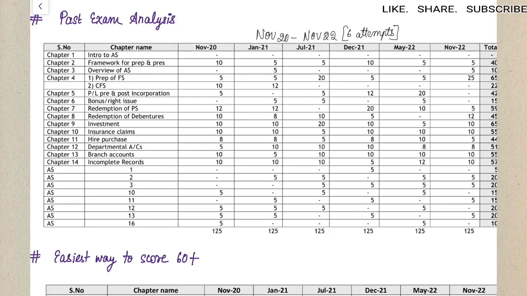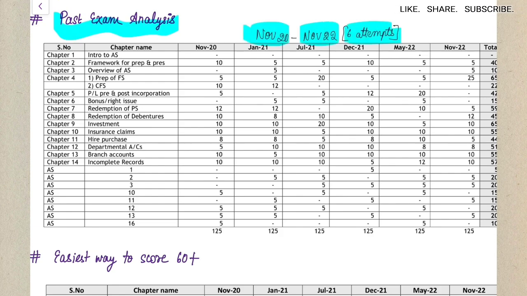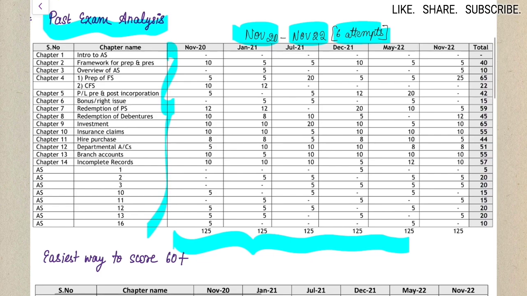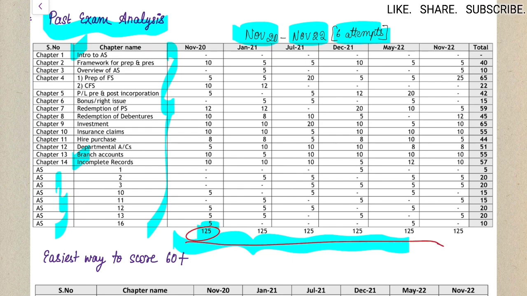So starting with our first important topic that we are going to discuss is the past exam analysis. So in this, as you can see on your screen, I have covered around 6 attempts from November 20 till November 2022, and I have given you a chapter-wise breakup of how much marks has been asked in each attempt. Right. So if you see this, it is from chapter number 1 until your chapter number 14, plus all your accounting standards have also been covered. And in each exam, around 125 marks of question is being asked, in which 25 is your optional, right? So for all the attempts, I made that analysis and given to you also, it eases your preparation.